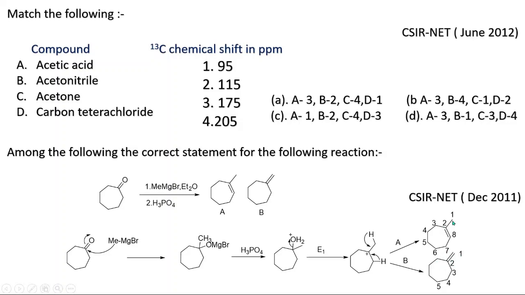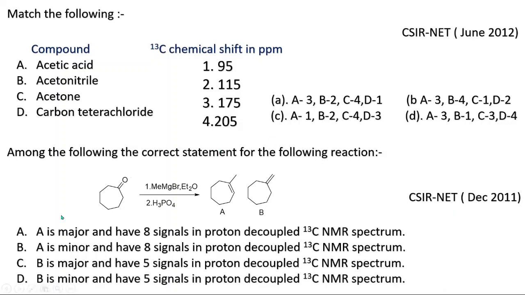If you calculate the C13 NMR, how many signals for product A, 1, 2, 3, 4, as I have mentioned in numbers, we will have 8 signals. So the answer will be option A. A is the major product and has 8 signals in the proton decoupled C13 NMR spectrum, which was asked in CSIR NET December 2011.